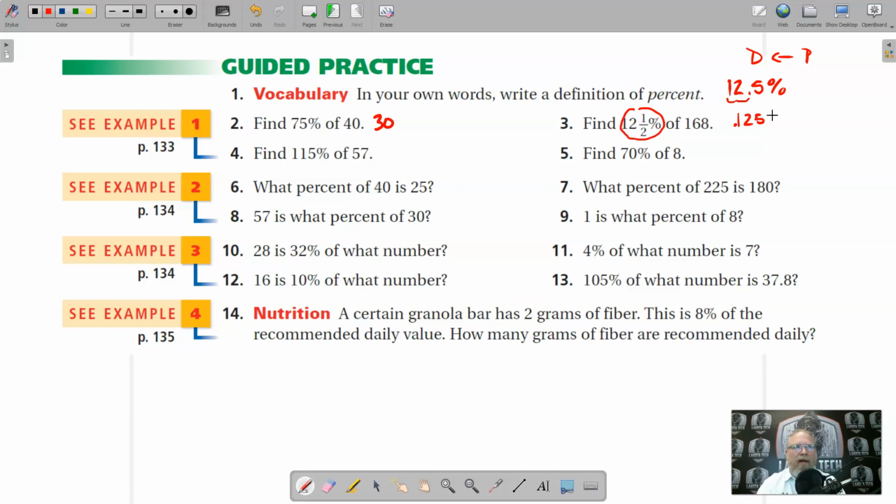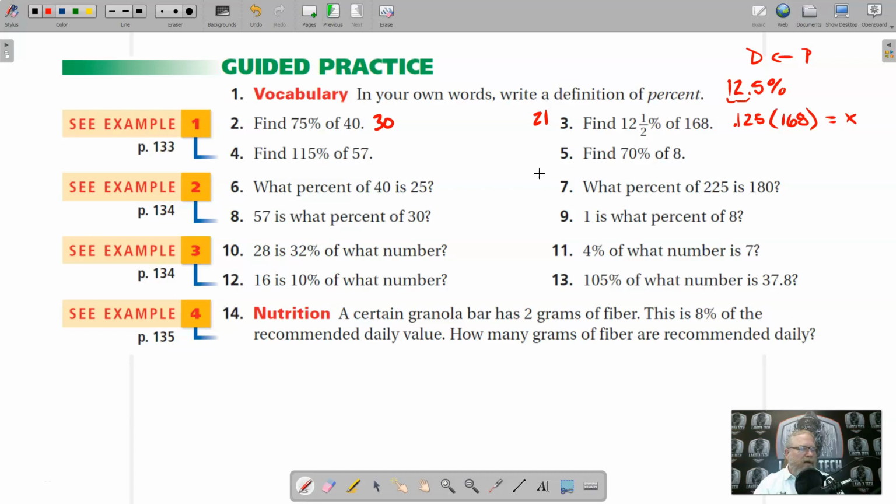Of means to multiply, and we're going to multiply times the 168. It says to find whatever this is, and that means it's going to give us our answer here. So if I put in 0.125 and multiply that times 168, I'm going to get an answer of 21. Let's erase this so we can see a little better. So 12.5% of 168 is 21.